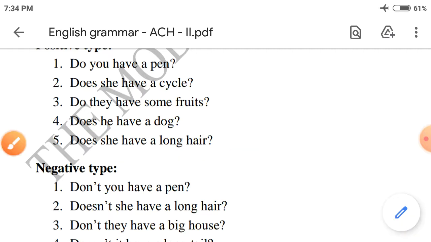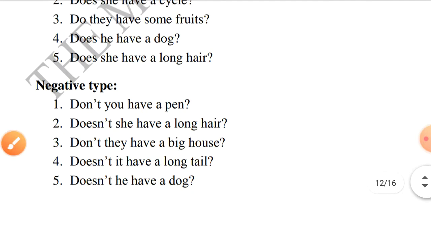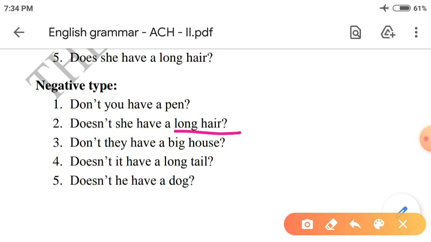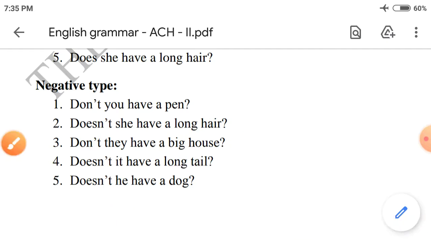Okay. Now negative type questions. Don't you have a pen? Just opposite. Okay. Adding not with the do form verbs. So don't you have a pen? Doesn't she have a long hair? Don't they have a big house? Doesn't it have a long tail? Doesn't he have a dog? So these are the negative type questions.